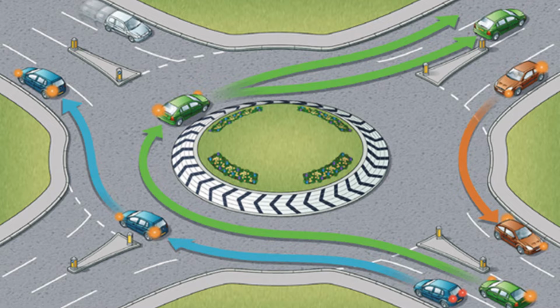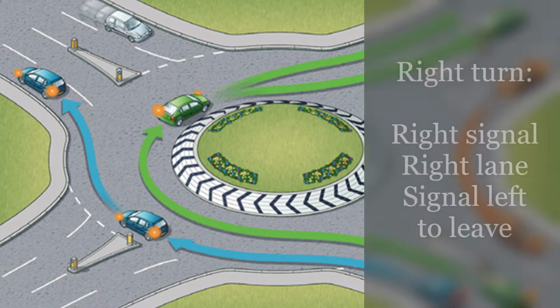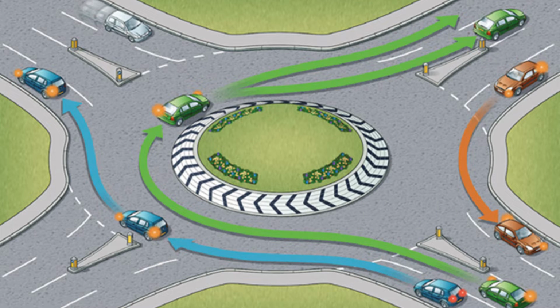When taking the first exit to the left, unless signs or markings indicate otherwise, signal left and approach in the left-hand lane. Keep to the left on the roundabout and continue signalling left to leave. When taking an exit to the right or going full circle, signal right and approach in the right-hand lane. Keep to the right on the roundabout until you need to change lanes to exit the roundabout. Signal left after you have passed the exit before the one you want.